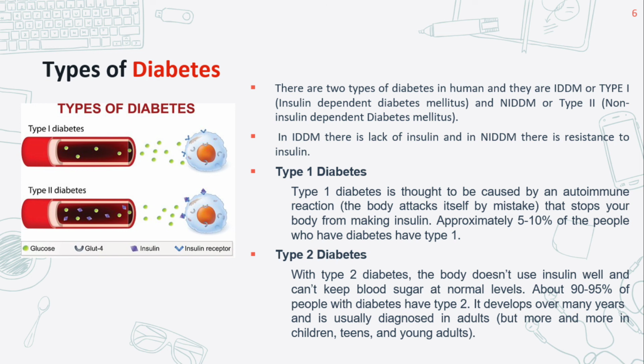The main difference is that in insulin-dependent diabetes mellitus, there is an absence of insulin, while in non-insulin-dependent diabetes mellitus, there is a resistance, meaning the cells do not respond to insulin.